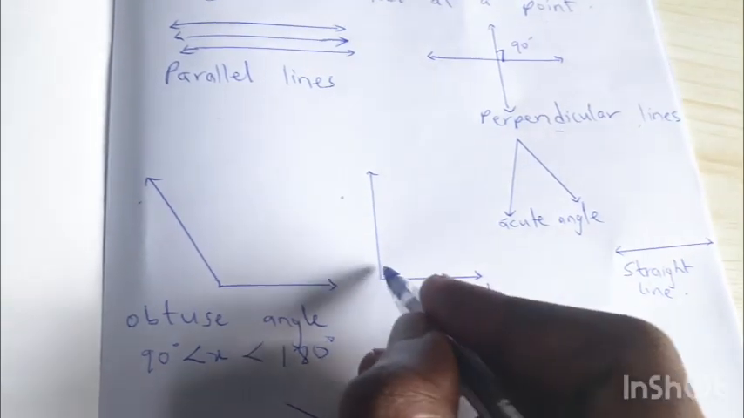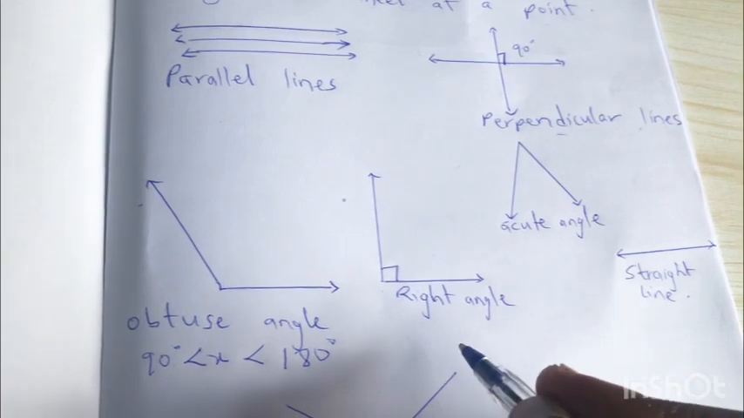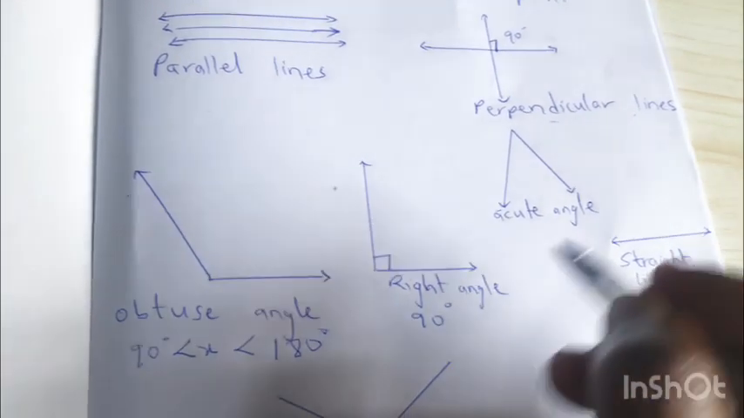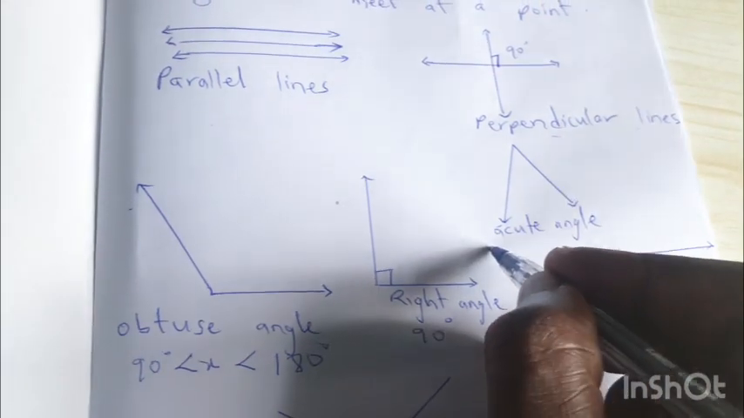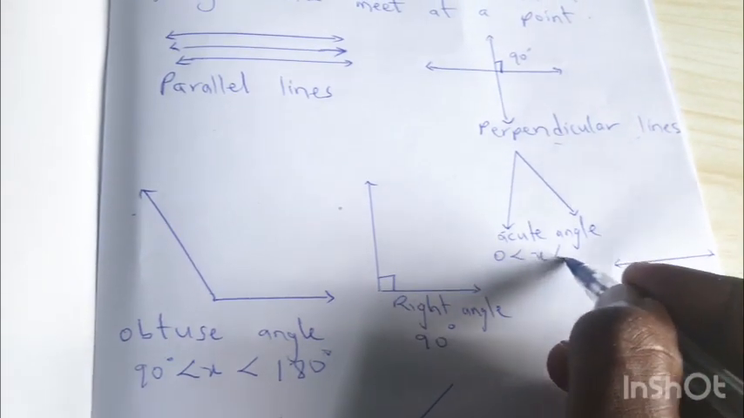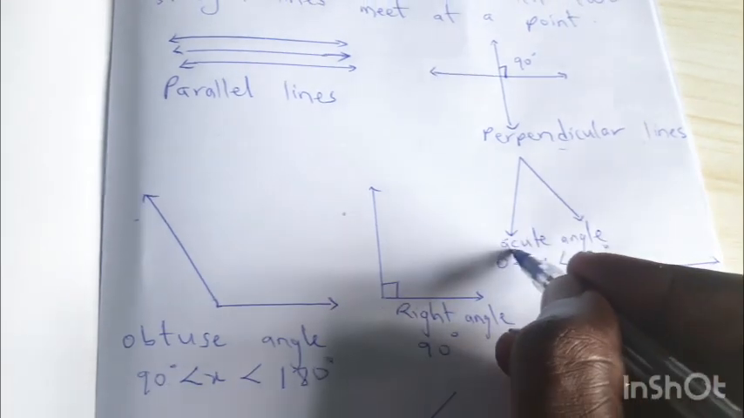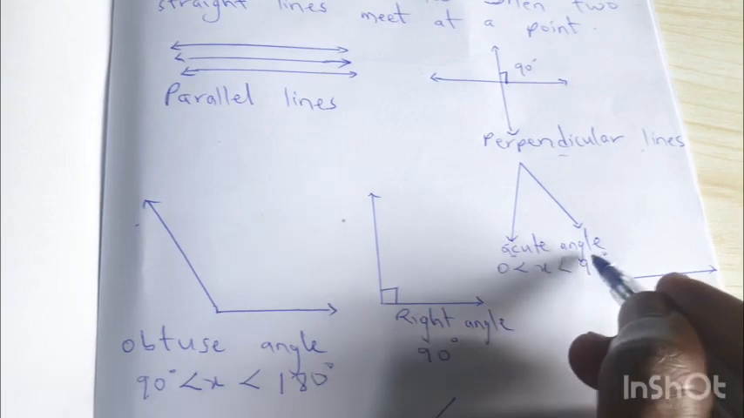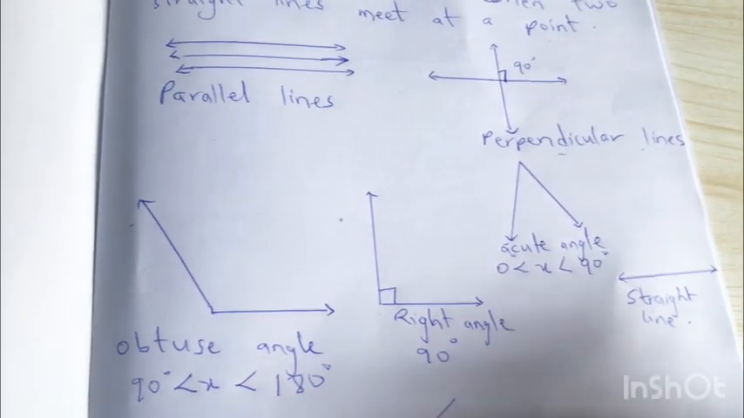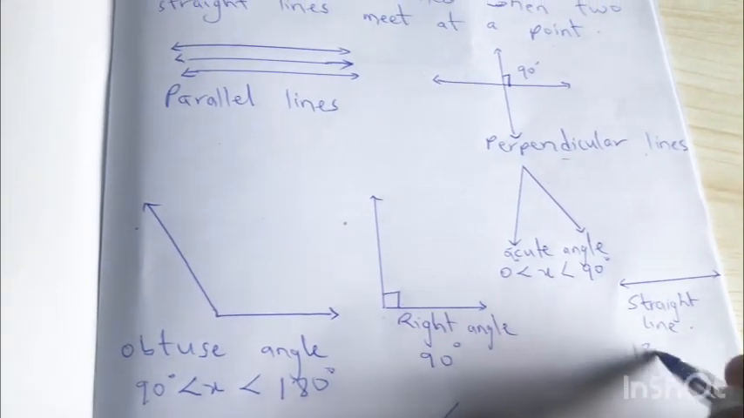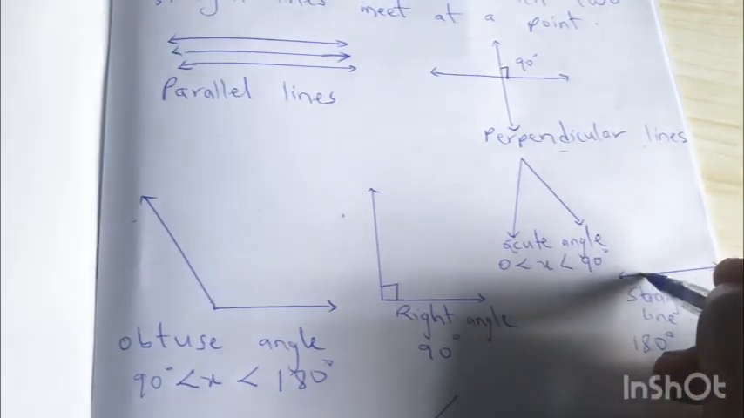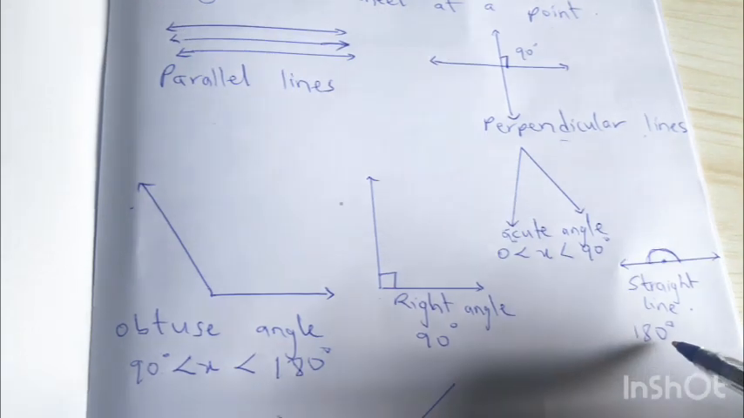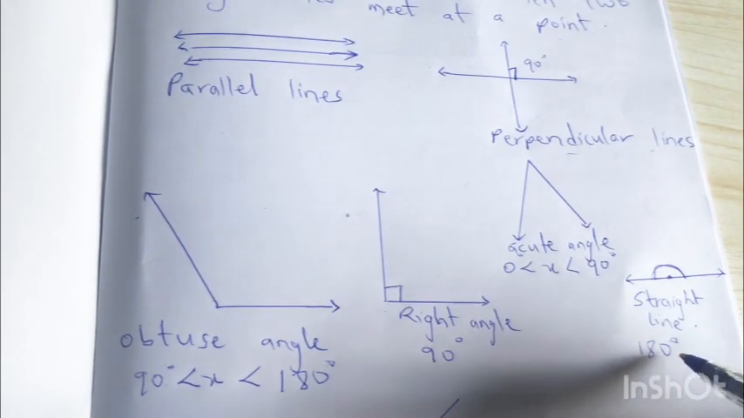Then right angles have a measure of 90 degrees. So any angle with 90 degrees is a right angle. Then acute angles, their measure is between 0 degrees and 90 degrees. So 1 to 89 is an acute angle. Okay, then the straight line has a measure of 180 degrees. So if this is an angle on a straight line, the total is 180 degrees. I hope you are getting me.